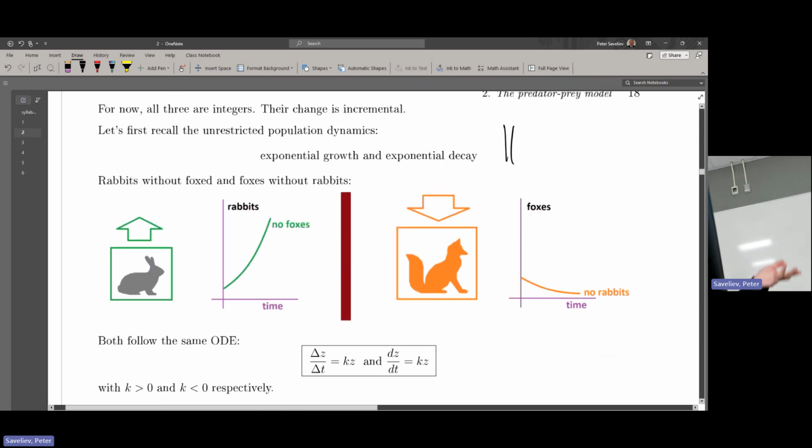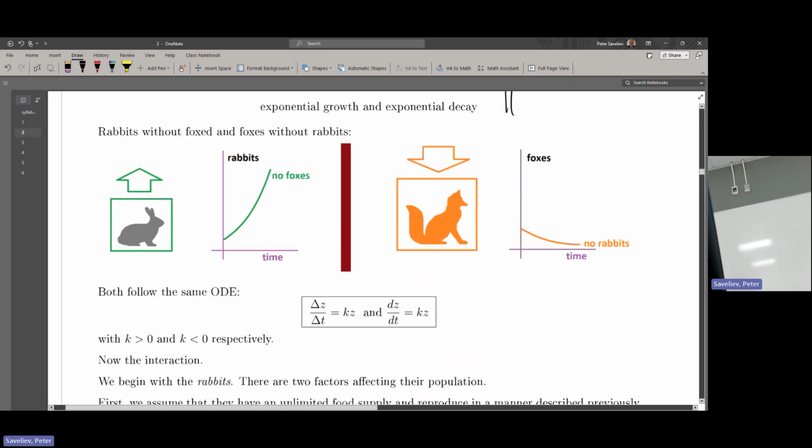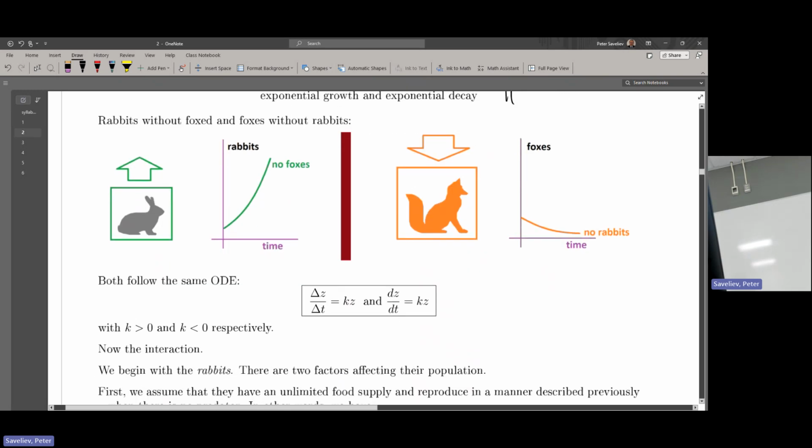Now, we can write them with the same differential equation, dC/dt is equal to kC. Depending on the value of k, we have either growth or decay. So we know there will be something exponential behind the whole thing, but it's not going to be as simple as this. It's certainly not separated into two different things. So we start with the rabbits.